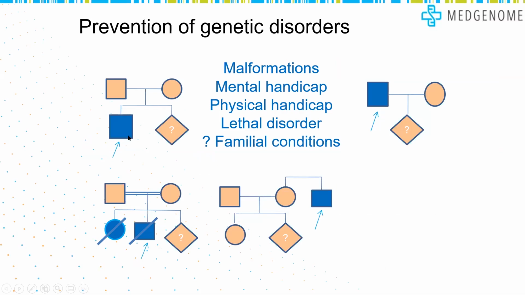You always have somebody else, there is one person affected and he wants to know the risk in his children, so he wants to get tested, or the first child is affected and they want to know the risk in the second child. There is consanguinity, multiple affected children, or they want to know their risk in X-linked disorders also.